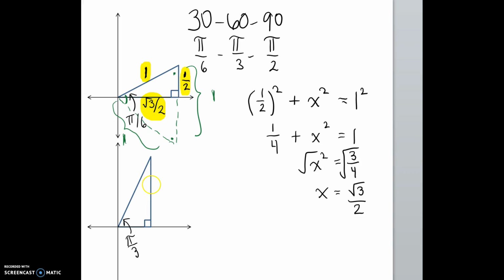Now, if I rotate the triangle, and I have 60 degrees as my reference angle now, the hypotenuse stays as a 1, but the two side lengths rotate. So I have square root of 3 over 2 is now my y value instead of my x value, and 1/2 is now my x value. Same side lengths, just rotated. And that's how you derive the side lengths of a 30, 60, 90 special right triangle.